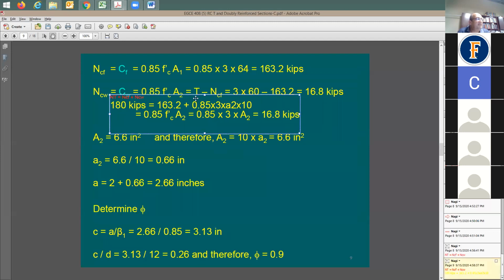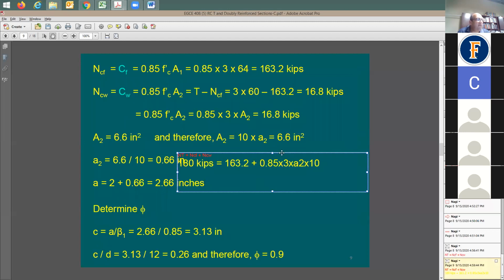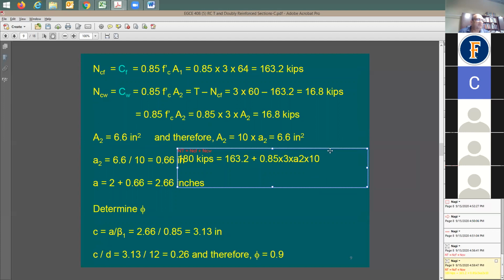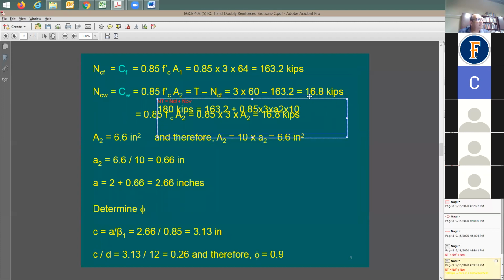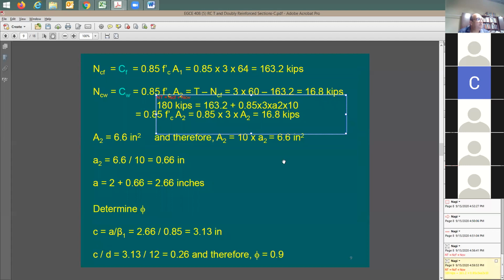With that, I have this equation here that has only one unknown. So let me move it aside and say in this equation I have only one unknown. What is the unknown in this case? Can someone help me here with this? A sub 2. I can solve for it. And here's the analysis. A sub 2 equals to what?